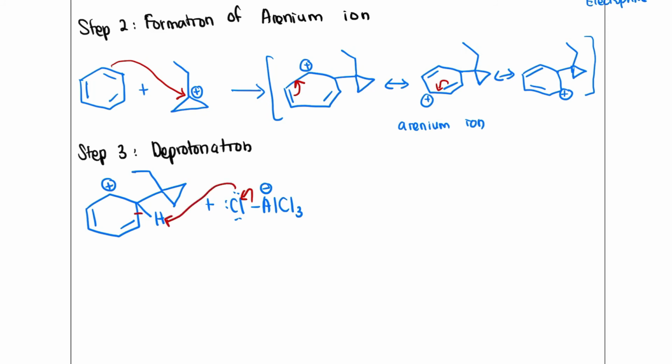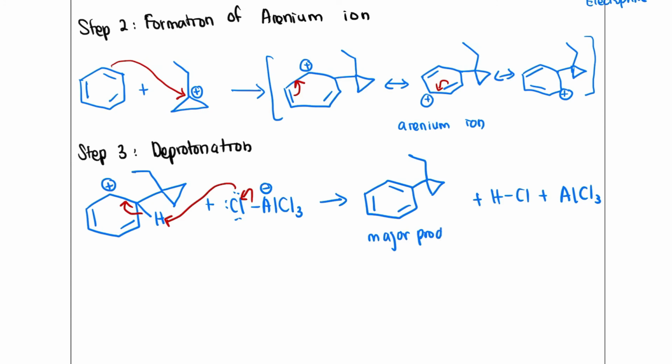Okay, and then the bond between C and H breaks to form a new bond, which is a pi bond on the benzene ring. So our structure will be the benzene ring bonded with this structure here. Okay, and then HCl, and we get back our AlCl3. Okay, so this is the mechanism for the major product.